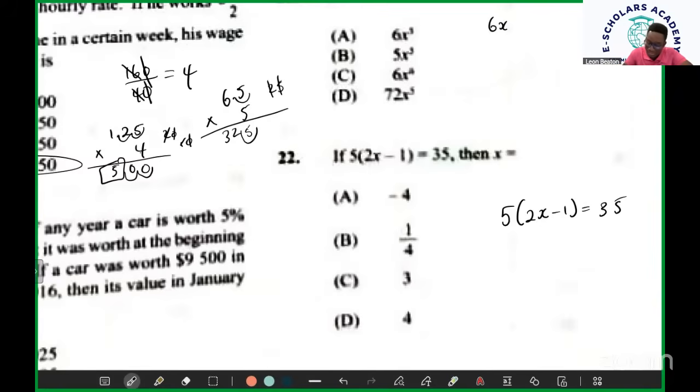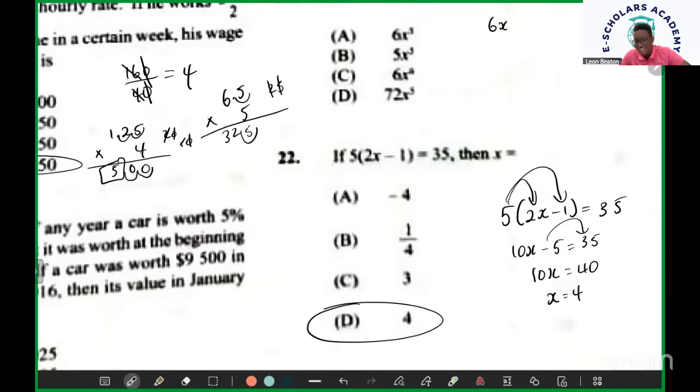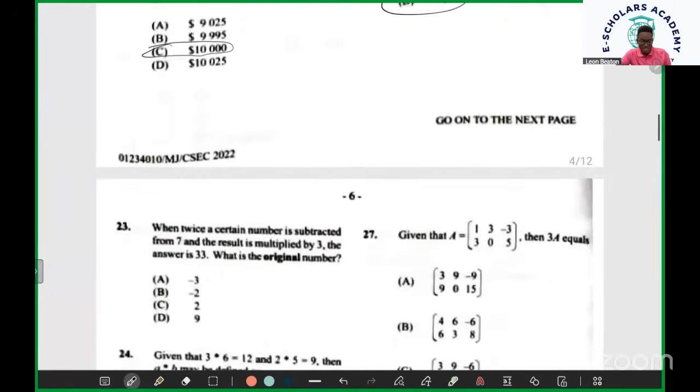All right, let's roll. So let's distribute this 5. 5 times 2x is 10x. 5 times −1 is −5, is equal to 35. So 10x is equal to, carry over the 5, it will add: 35 plus 5 is 40. x is equal to 40 divided by 10, which is 4, which is D. We beat the maths.